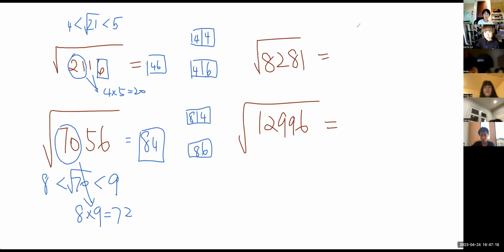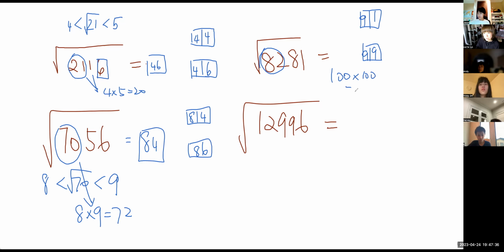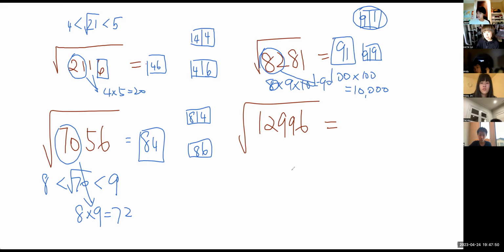Next one, 8 to a 1. So it's something 1 or something 9, correct? Okay, so what is this? When I look at this, I can almost know it's 91 or 99, but it won't be 99, boys. Okay, Harvey, why? Because 99 is too close to 100. So 100 times 100 equals 10,000. So this one's too far away. So you can think about it: 9 times 10 equals 90, and because 82 is smaller than 90, we go with the smaller one. So that's why it's 91.